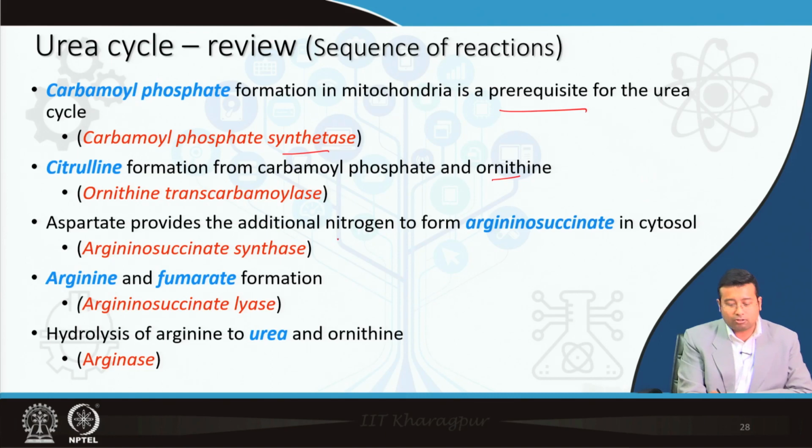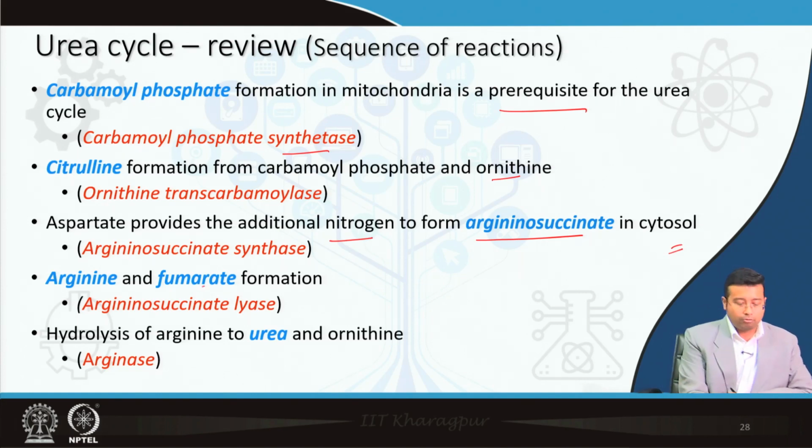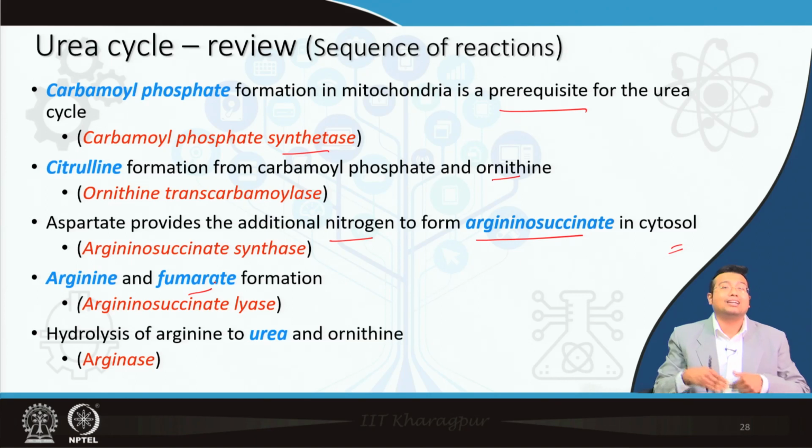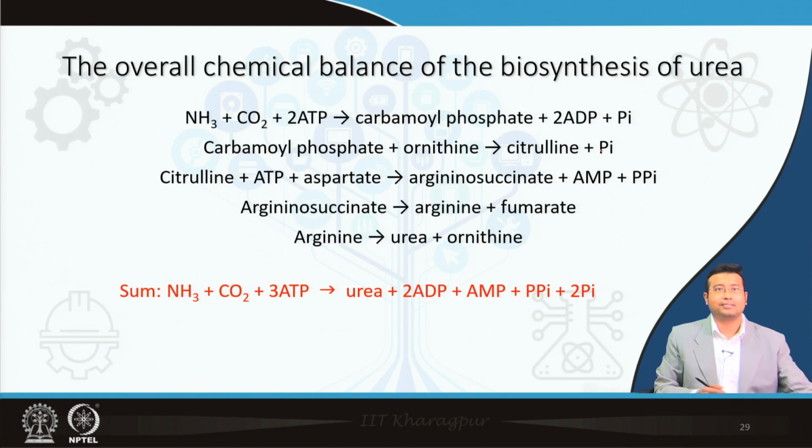Aspartate provides the additional nitrogen. The second nitrogen is obtained from aspartate to form argininosuccinate, and you should know the first two reactions happen in mitochondria, while this happens in cytosol. Further, arginine and fumarate are formed by the action of a lyase enzyme, and ultimately by the action of arginase enzyme urea is liberated and ornithine is formed, which can again react with carbamyl phosphate to form citrulline, and thus the cycle is repeated.